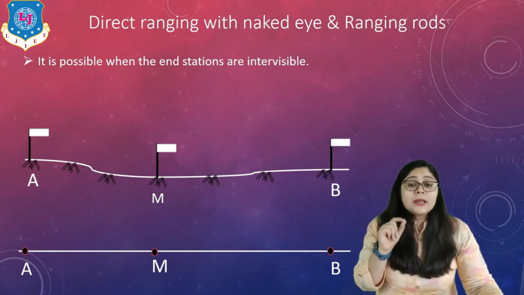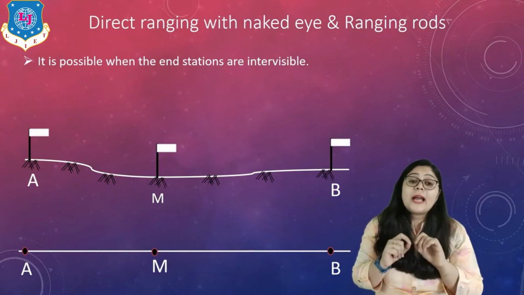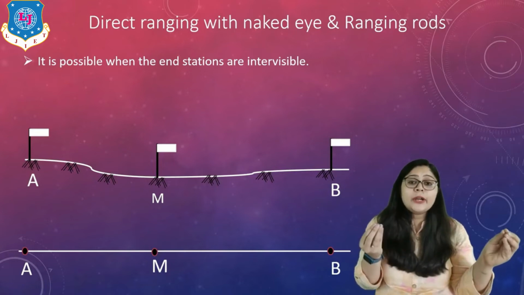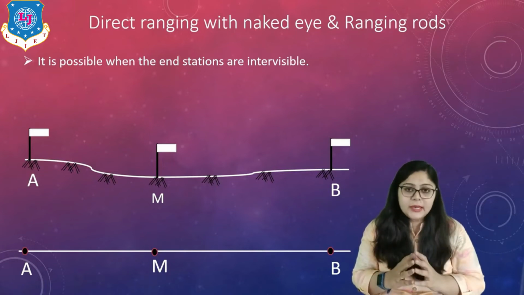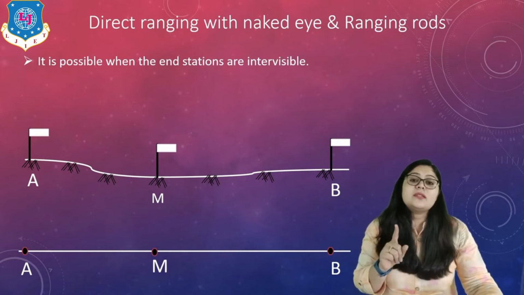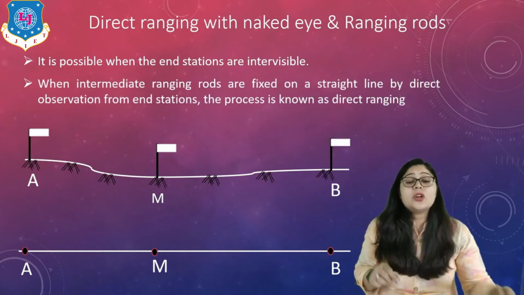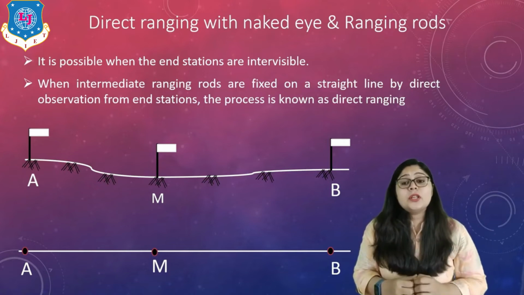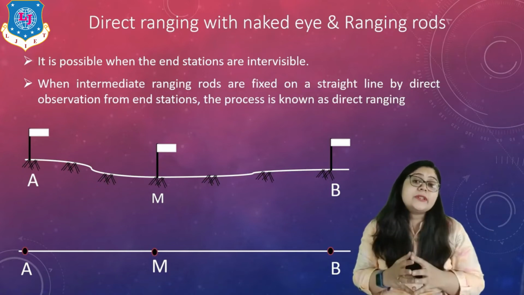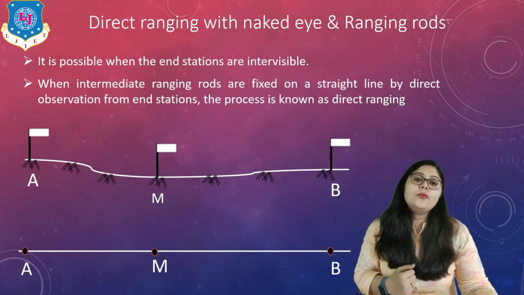But the primary necessity for this kind of ranging is that the end stations are intervisible. If I cannot see point B from point A, then this kind of method is not applicable, right? So the first condition is that end stations should be intervisible. When intermediate ranging rods are fixed on a straight line by direct observation from the end station, that overall process is known as direct ranging, right? So this is all about direct ranging with naked eyes and ranging rods.